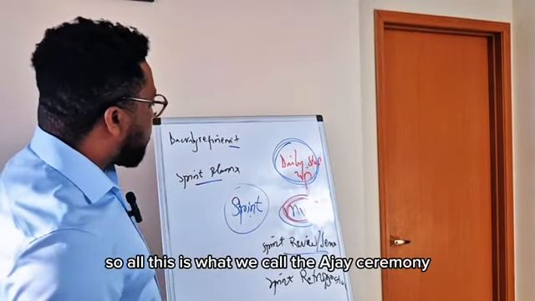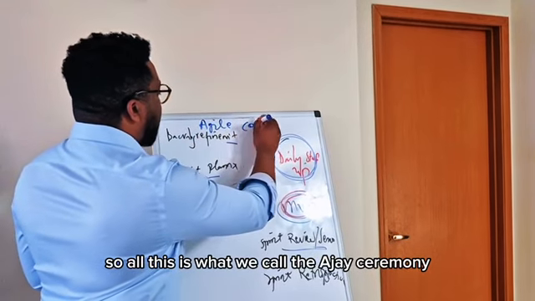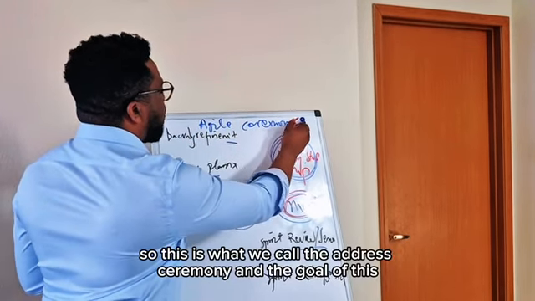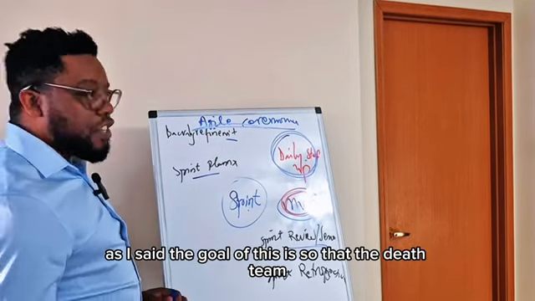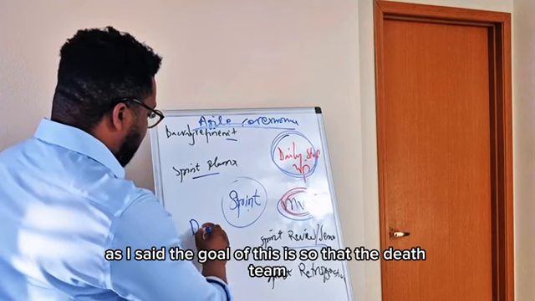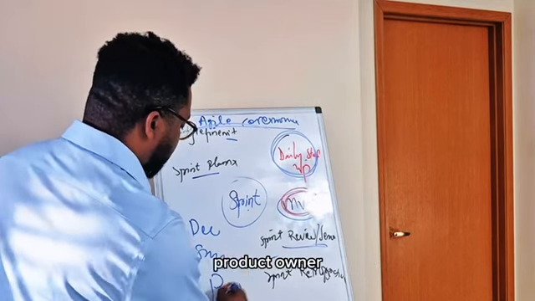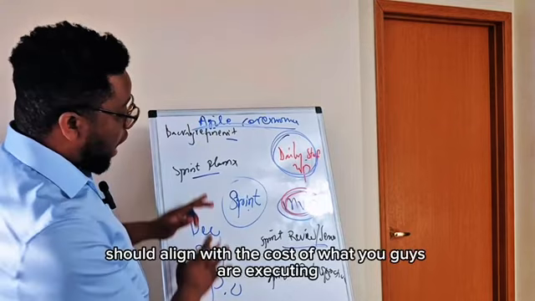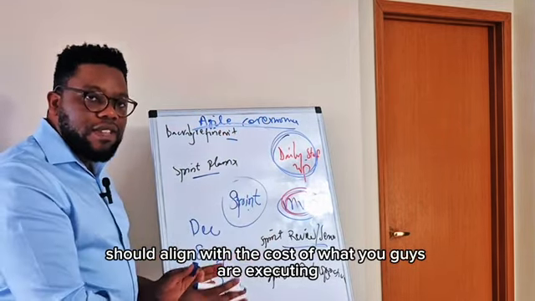So all this is what we call the Agile ceremony. And the goal of this, as I say, is so that the dev team, the scrum master, and the PO, product owner, should align with the course of what you guys are executing.